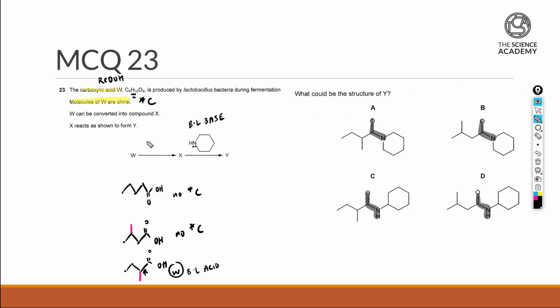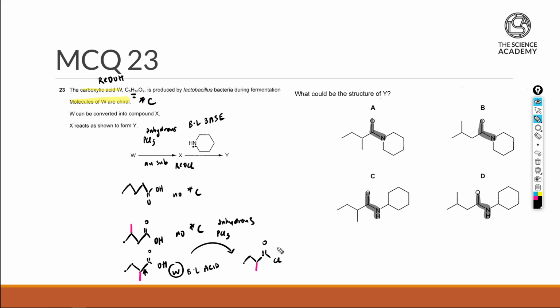So from W to X, we're going to go for anhydrous PCl5 for a nucleophilic substitution to generate an acyl chloride. So with PCl5 over here, anhydrous, we're going to get our acyl chloride. Of course, with our side chain over here, still preserving the chiral carbon.